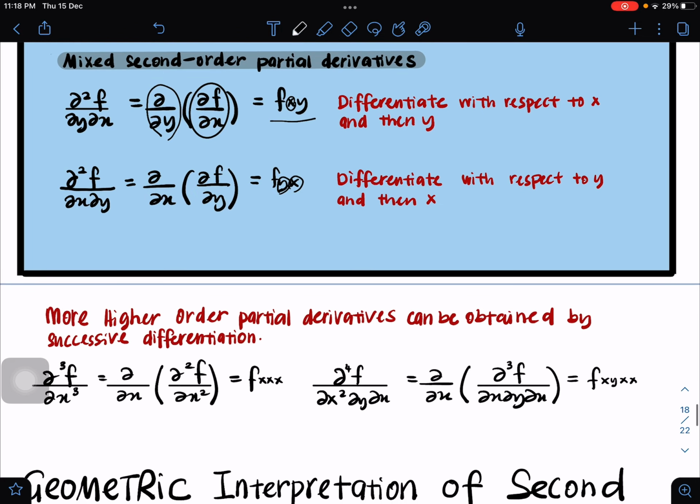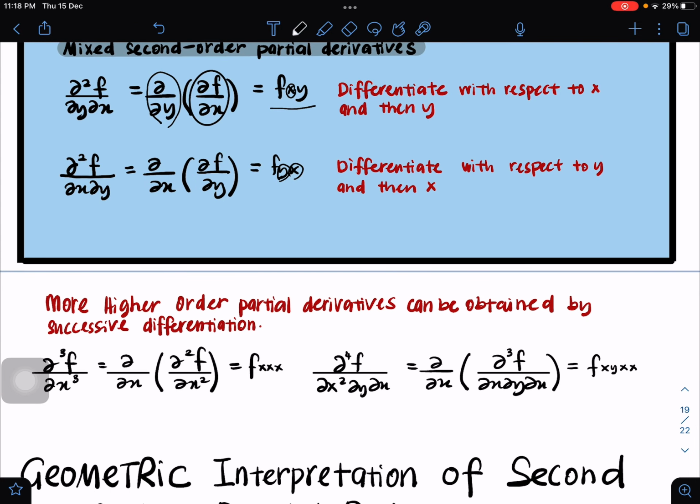Higher order partial derivatives can be obtained by successive differentiation. If you want a third order, what does that mean?